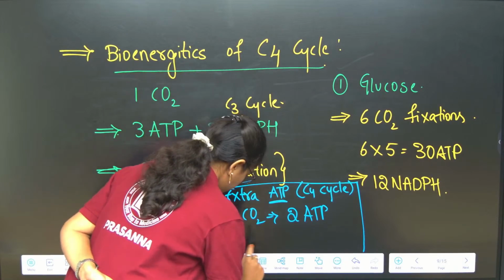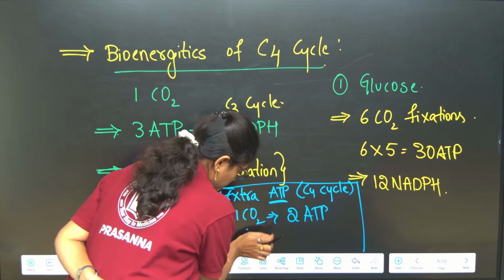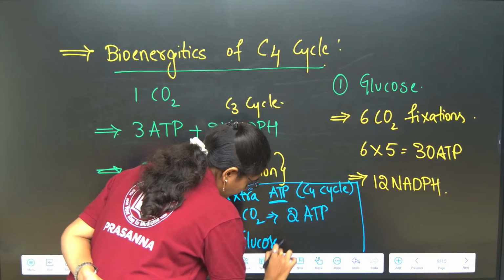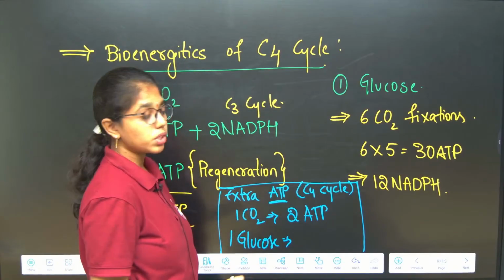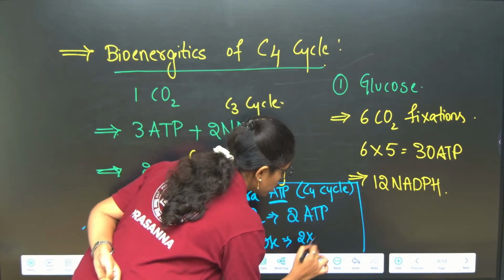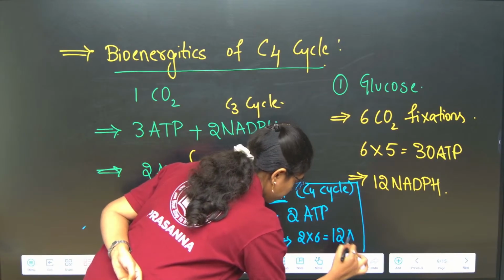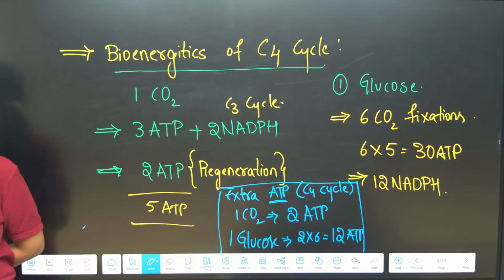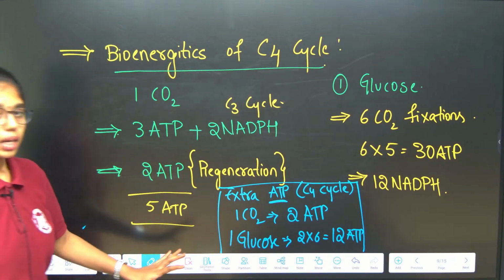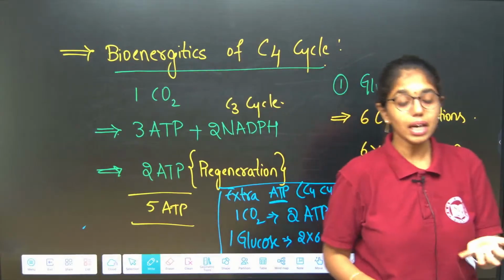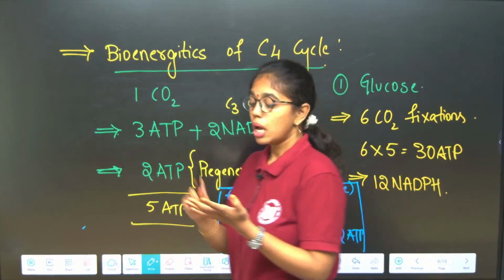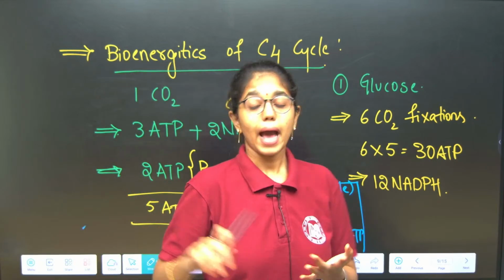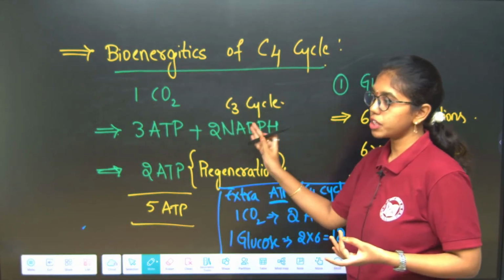For how much, this 6 carbon dioxide fixation, or for 1 glucose? For 1 glucose, how much extra ATP is utilized? If that is the question, it is 2 into 6, that is 12 ATP. 12 ATP are extra, those are utilized by the C4 cycle. Clear, right? So, this is all about the Kranz anatomy of C4 plants, the mechanism or physiology on how the C4 cycle is conducting, and this is the bioenergetics of the C4 cycle.